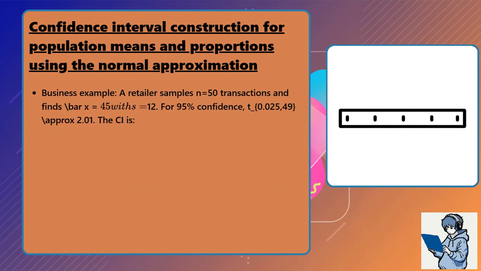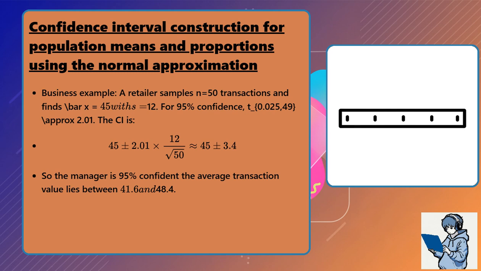Business example: a retailer samples n equals 50 transactions and finds x bar equals $45 with S equals $12. For 95% confidence, t sub 0.025, 49 is approximately 2.01. The confidence interval is 45 plus or minus 2.01 times 12 divided by the square root of 50, approximately 45 plus or minus 3.4. So the manager is 95% confident the average transaction value lies between $41.6 and $48.4.